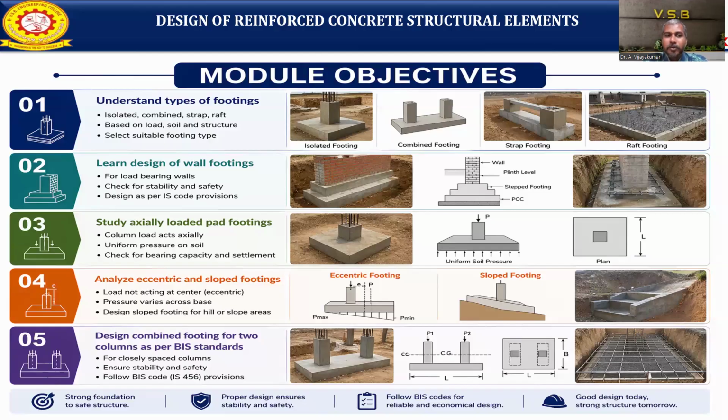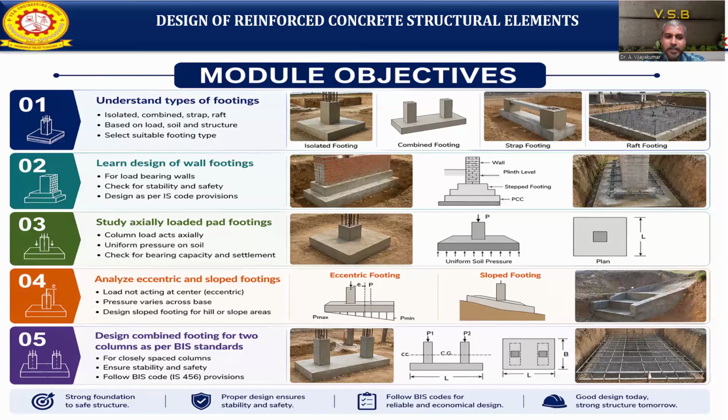Then learners will know about the axially loaded pad footing. The column load will act axially, that means at the CG, so the eccentricity is equal to 0. Here, the uniform pressure on the soil also needs to be calculated. Finally, we need to check the load bearing capacity and the settlement of the footing. Then learners will understand the analysis of eccentric footings and sloped footings, and where we need to use those types of footing.